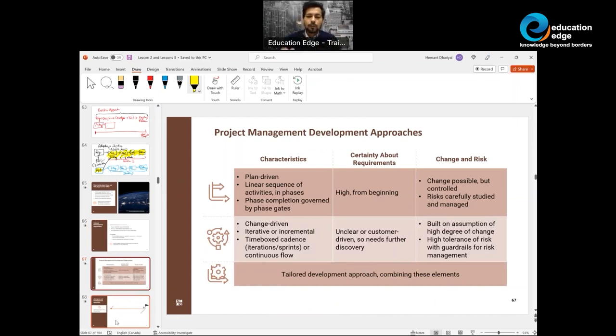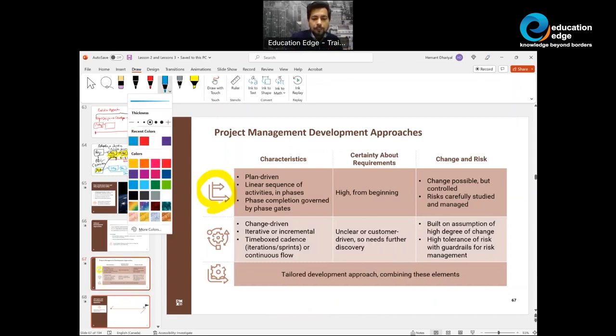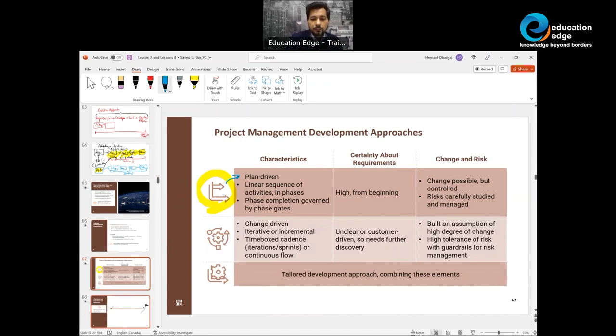So as we said before, predictive approaches are plan-driven, sequential in nature, and the idea is that change is possible, but it is controlled. We constrain it, right? And the product is delivered at the end. Whereas adaptive approaches are change-driven. Changes are easy here. They are delivered in iterations and increments and time-boxed, right?